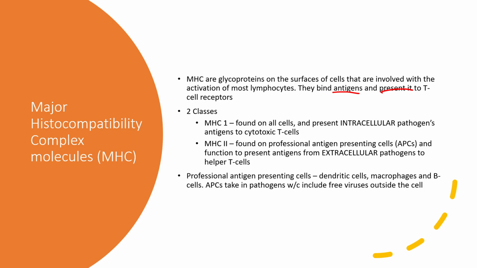We have class 2, which is found on professional antigen presenting cells, or our APCs. This functions to present antigens from extracellular pathogens. So MHC1 is for our intracellular, and MHC2 is for our extracellular pathogens. Professional antigen presenting cells, or APCs, are our dendritic cells, macrophages, and B cells. APCs can take in pathogens, which include free viruses outside the cell.